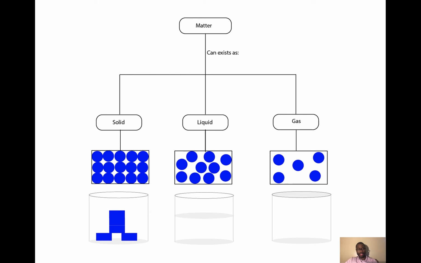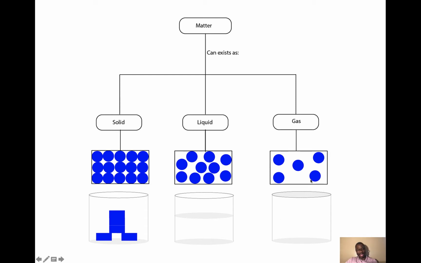Now, if you imagine putting a solid in a beaker, you notice that the solid doesn't take the shape of the beaker. The solid holds its shape. So one of the properties of solids is that they have a fixed shape. They also have a fixed volume, as you can see. Now, if you put a liquid in a beaker, you notice that the liquid takes the shape of the beaker. So this tells you that liquids do not have a definite shape. Though they have a fixed volume, they do not have a definite shape. They usually take up the shape of the container.